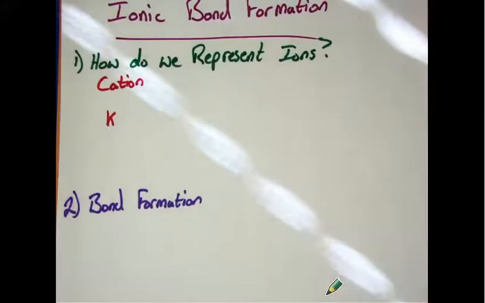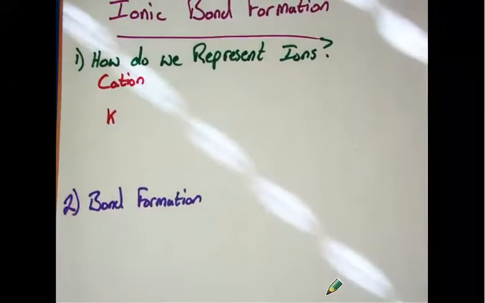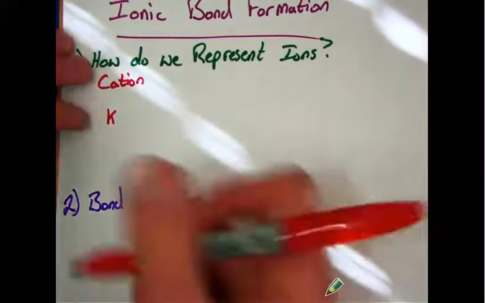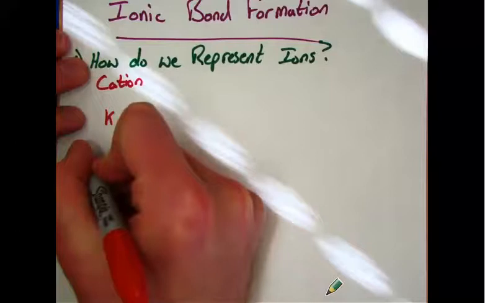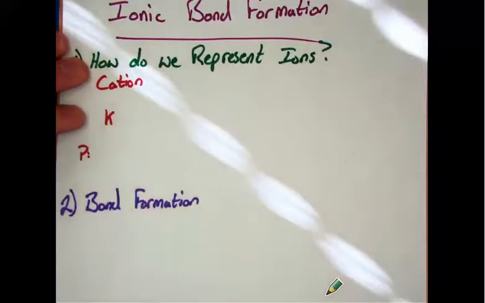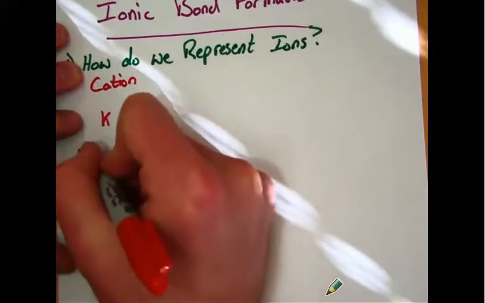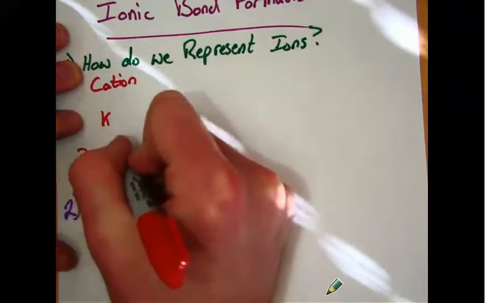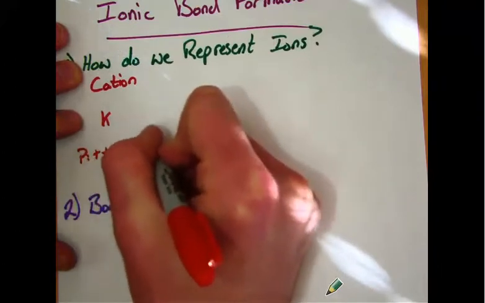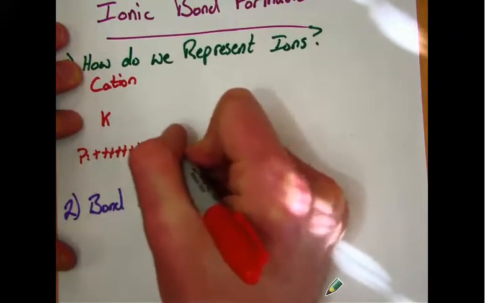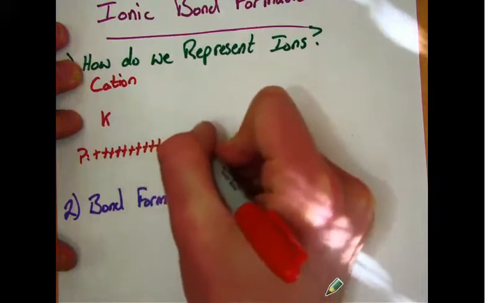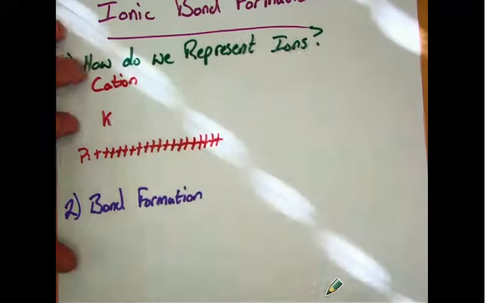19 means that it has 19 protons. So let's zoom in on the nucleus of this potassium atom. We're going to draw all of the 19 positively charged protons. So we have 1, 2, 3, 4, 5, 6, 7, 8, 9, 10, 11, 12, 18, 19. There we go.